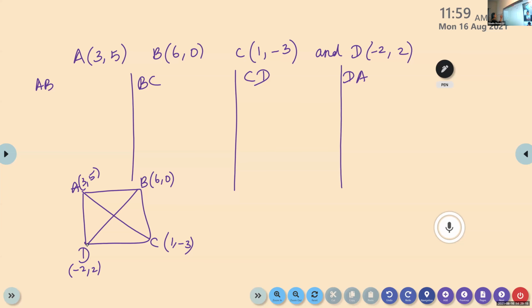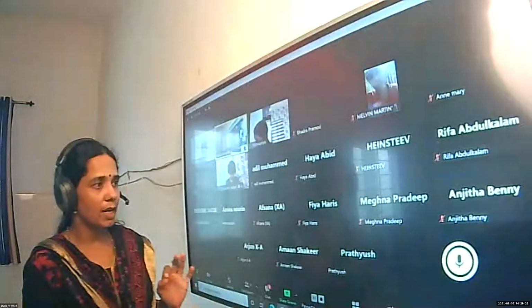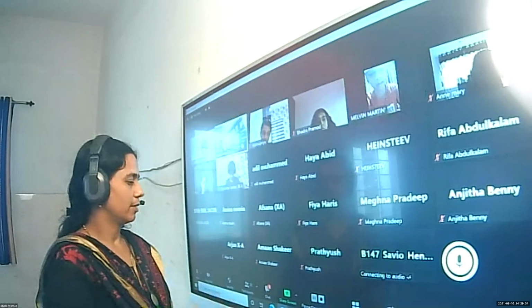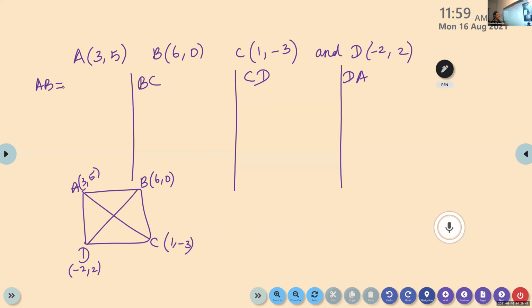AB. Children, practice doing it directly. What is the formula? First recall the formula for finding the distance or length between two points: root of (x2 minus x1) whole square plus (y2 minus y1) whole square. That is, root of change in x the whole square plus change in y the whole square. You should know all these terms.